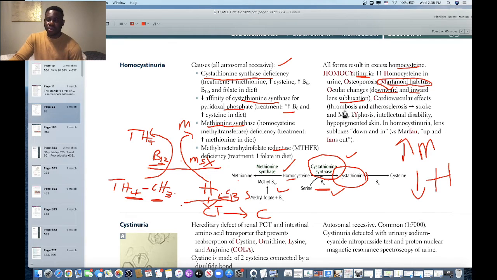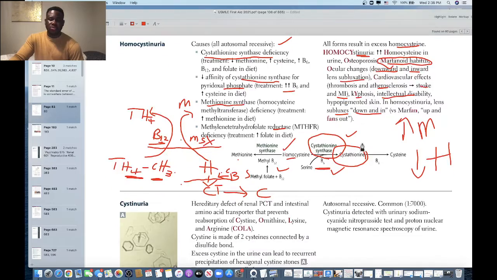Cardiovascular effects: they have thrombosis, that's the clots I was talking about, and atherosclerosis. They can also present with stroke and MI, because if you form clots inside your blood vessels, you start having stroke. They also have intellectual disability and kyphosis. Kyphosis is also more Marfanoid, because they look like Marfan. Marfan presents with all those features: pectus excavatum, pectus carinatum, long limbs. In homocystinuria, the lens is downwards and inwards. Marfan is upwards and outwards.